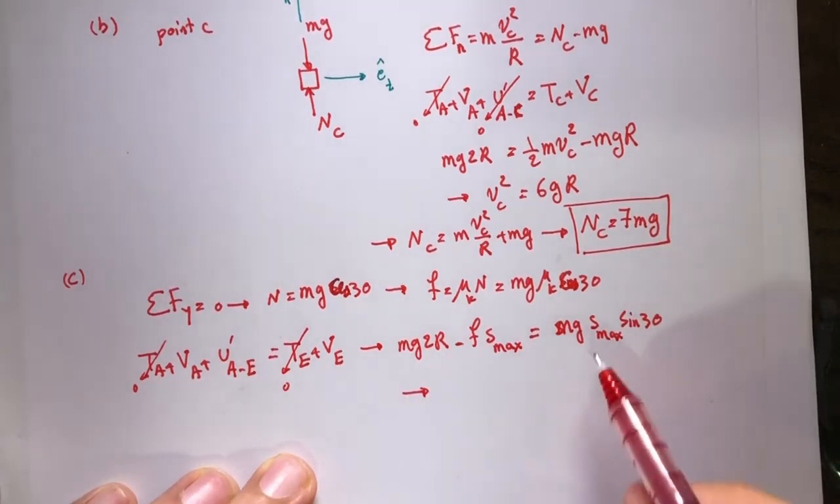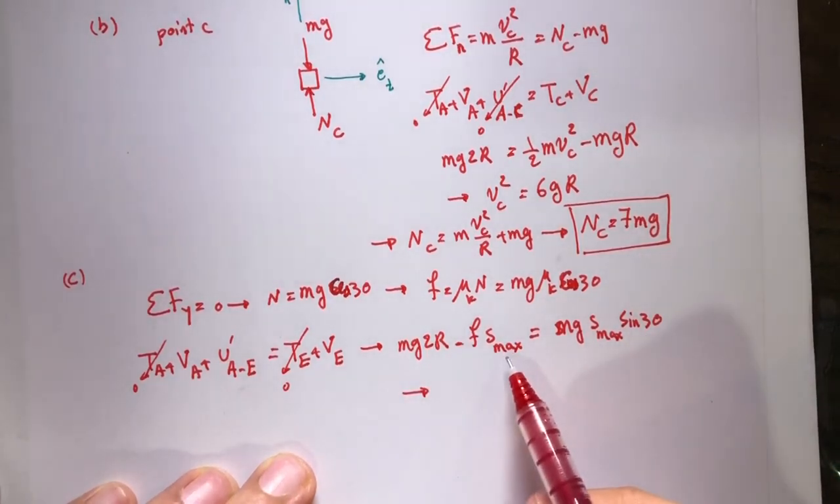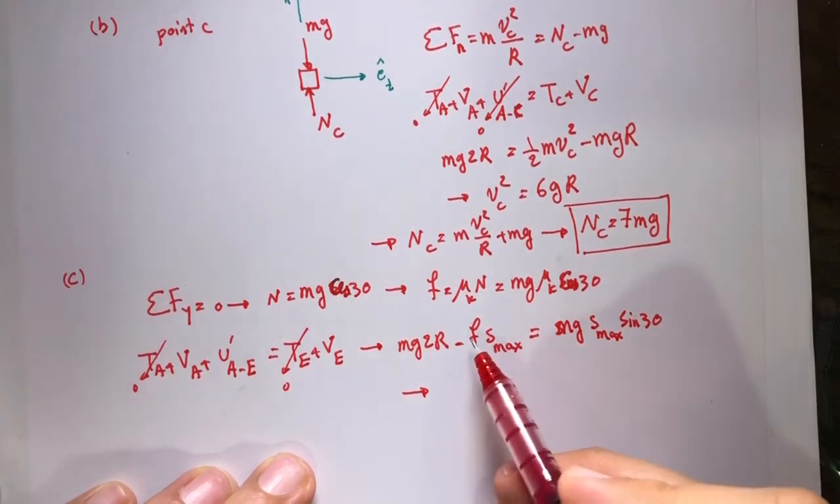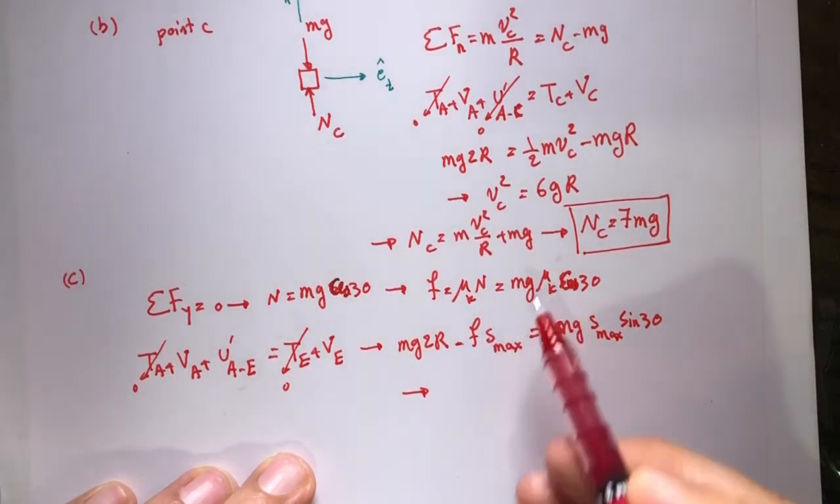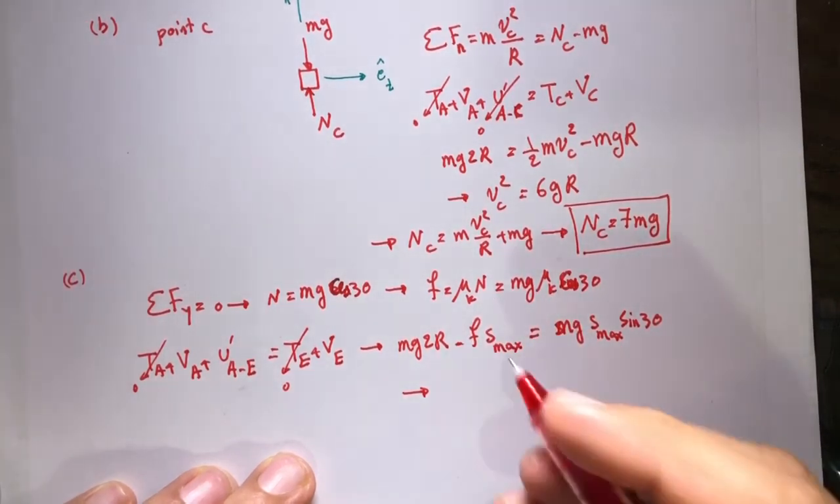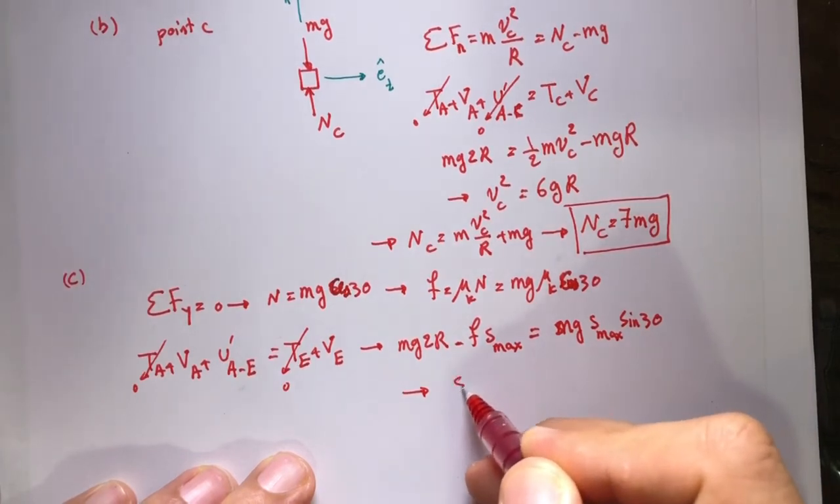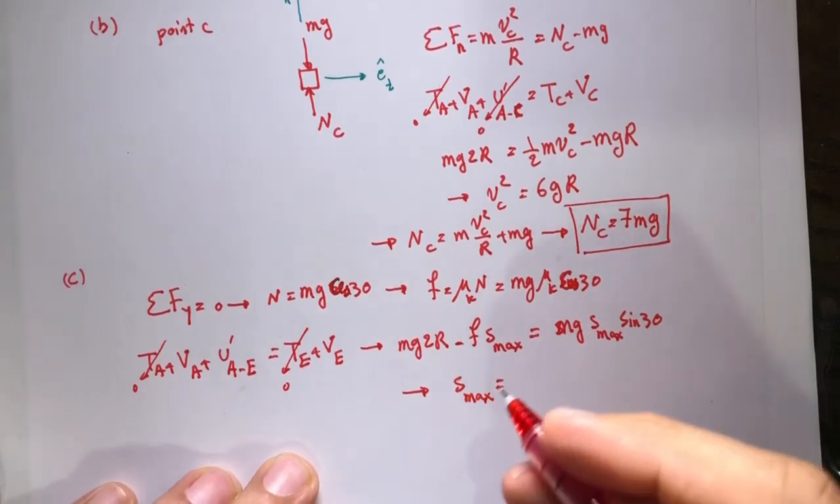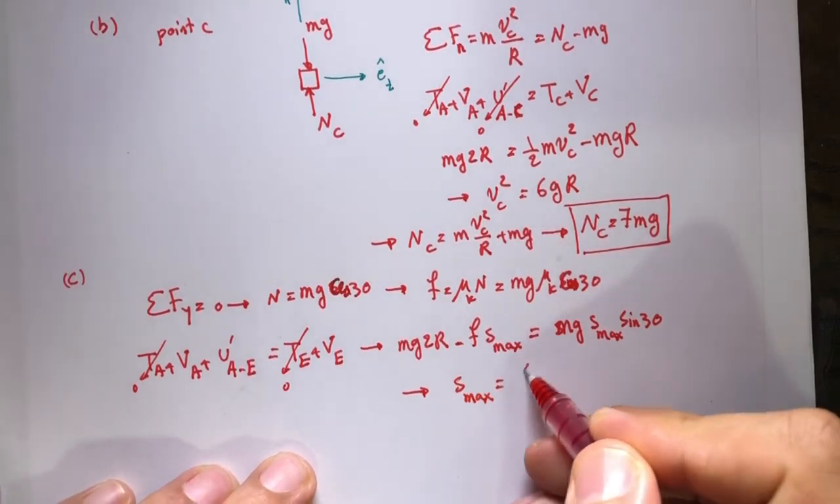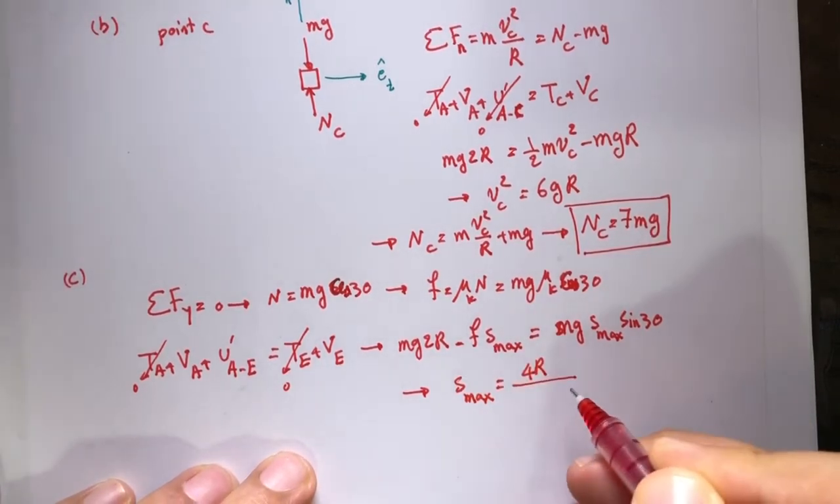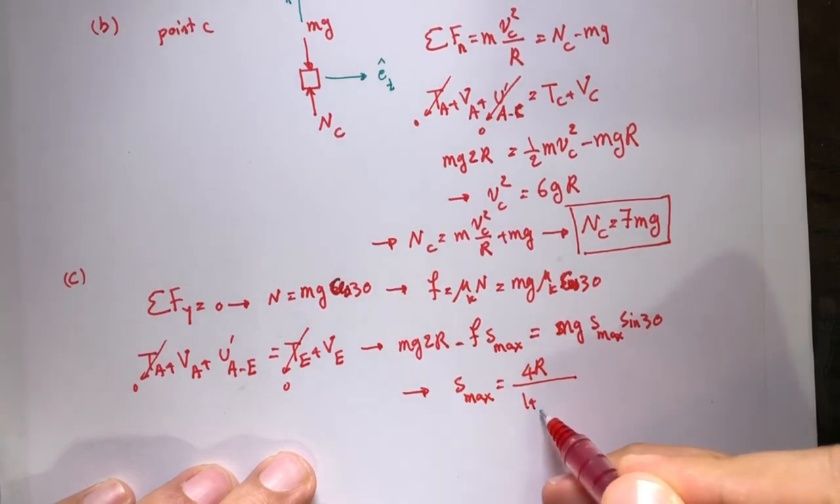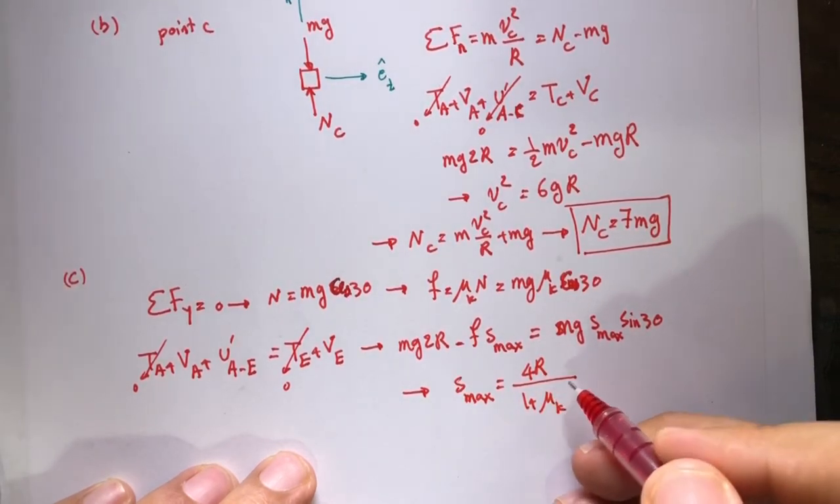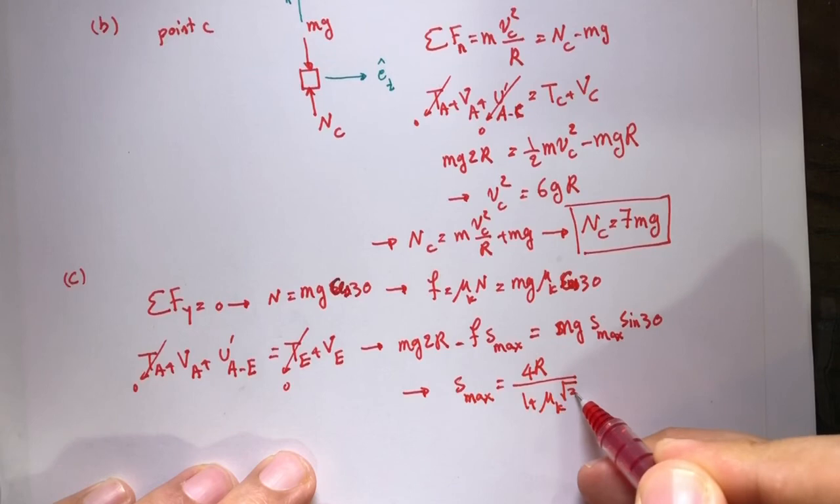So in this equation, we have everything except S max, right? We have friction from the previous line, and also we have everything else. So we can find S max from here, the maximum displacement, which is going to be equal to 4R divided by 1 plus mu k times square root of 3.